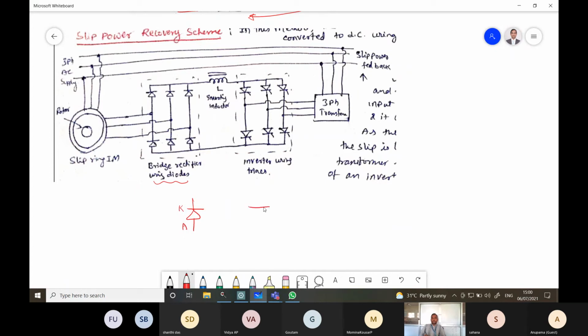Similarly, a thyristor. I have told you in the last class about the thyristor. A thyristor is also a controlled rectifier, while a diode is just a rectifier. This is a controlled rectifier. We are going to study it in power electronics, next semester in this subject, controlled rectifier, and how the control can be achieved.